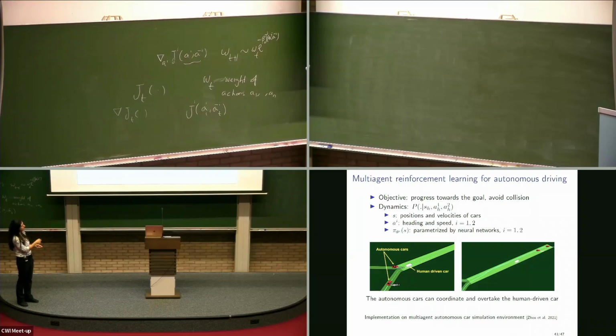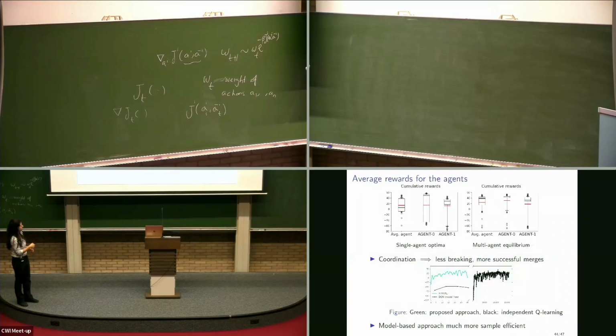Whereas if you look at a single-agent problem, they break a lot and they might wait behind this and let this human car go first.